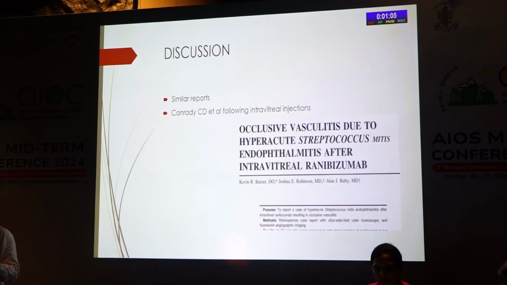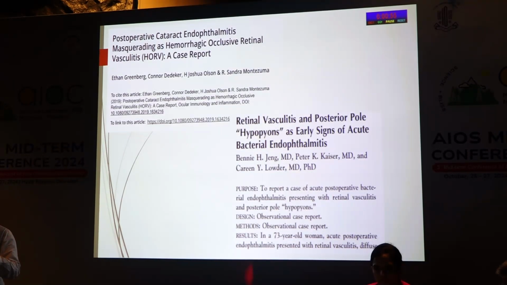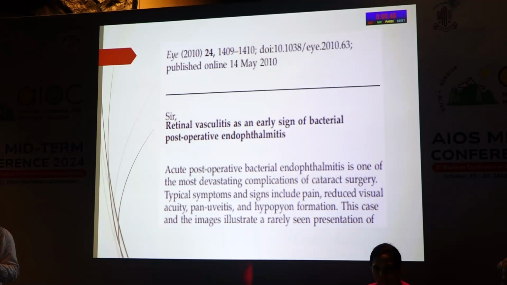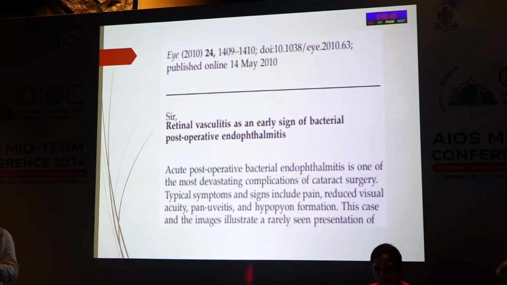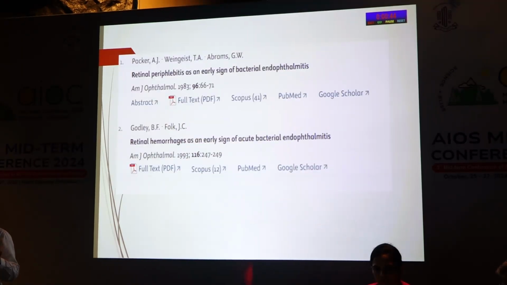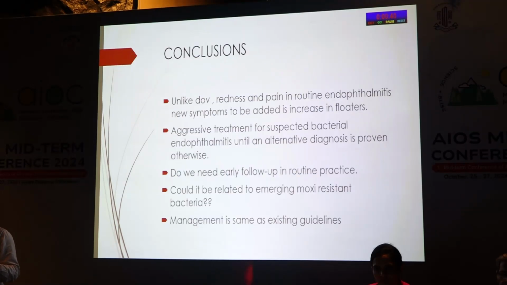So we went into the literature and saw many case reports documented earlier. This was a case report where a post-ranibizumab patient developed vasculitis, and a few other case reports where they could see hypopyon in the posterior pole also, which I could also make out during vitrectomy. These are fresher reports, and there are reports dating back 25 years also. Hemorrhagic vasculitis turned out to be endophthalmitis.